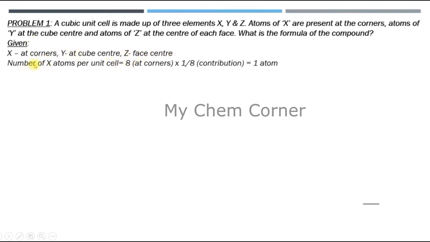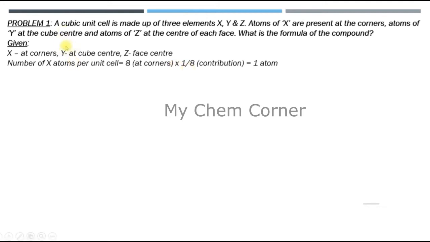The first one is the number of X atoms present per unit cell. It is only said that X is present at the corner, which means we take the calculation for a simple cube. So 8 are present at the corner, and each one is shared with 8 other cubes. That's why it's written as 1/8 contribution. When we solve this, it will be 1 atom. This you get from the number of atoms per unit cell for a simple primitive unit cell.